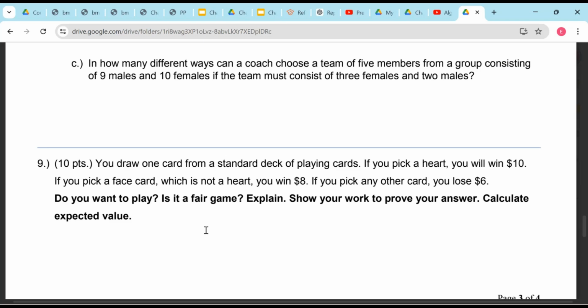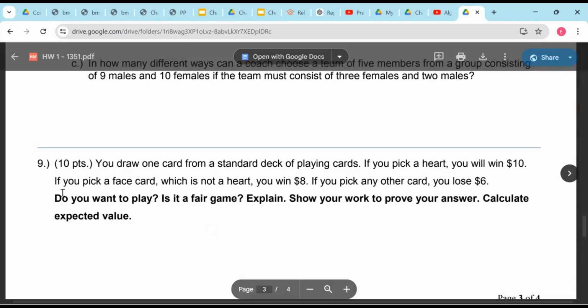So obviously, if you want to play, the amount should be positive, but if the amount is negative, you do not want to play. And either way, if it's positive or negative, it's not a fair game because it's not equal to 0. So to be a fair game, the amount of winning plus the amount of losing has to be equal to 0. And if it's not, that is not a fair game. Now, do you want to play? Well, is it positive? Then yes, you want to play. If the result is negative, then you do not want to play because you're losing money.